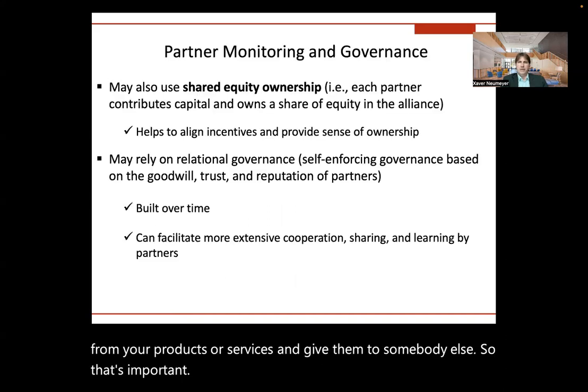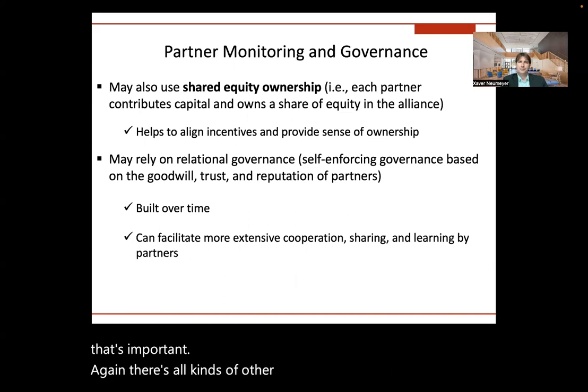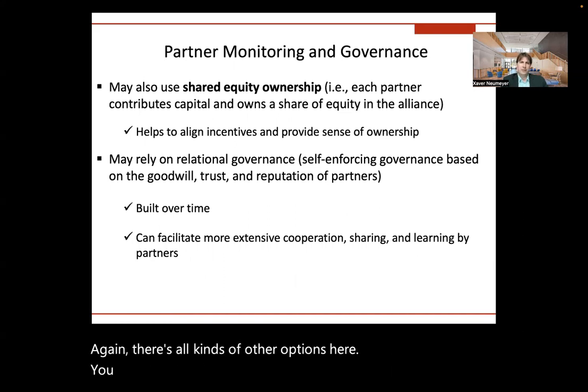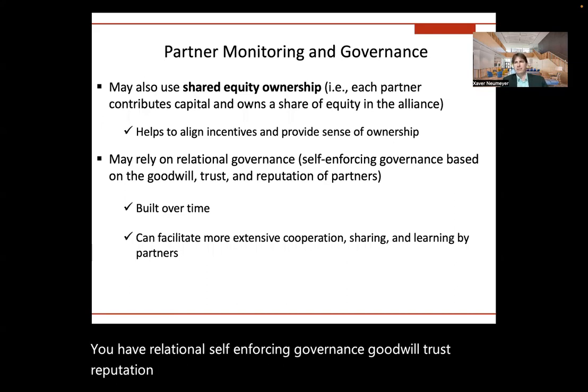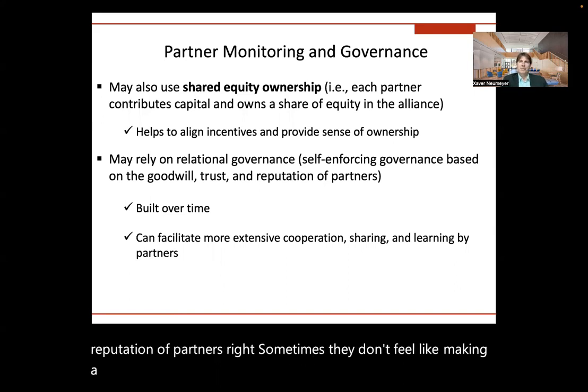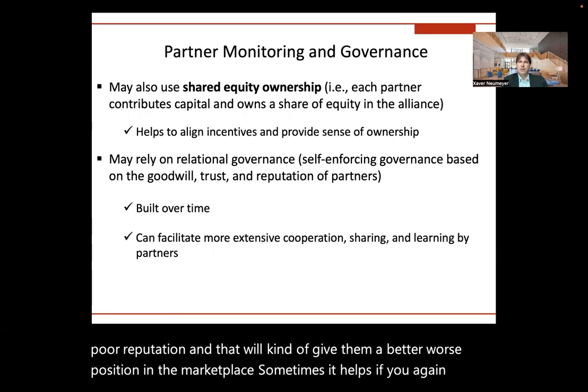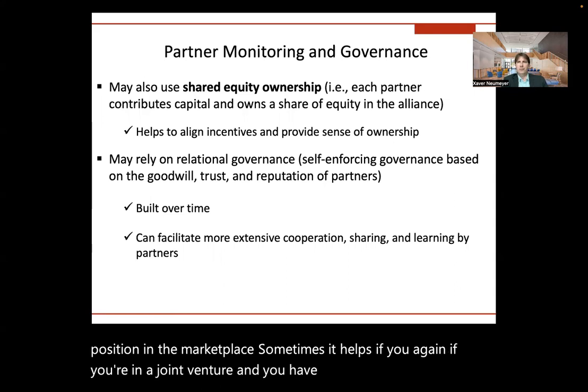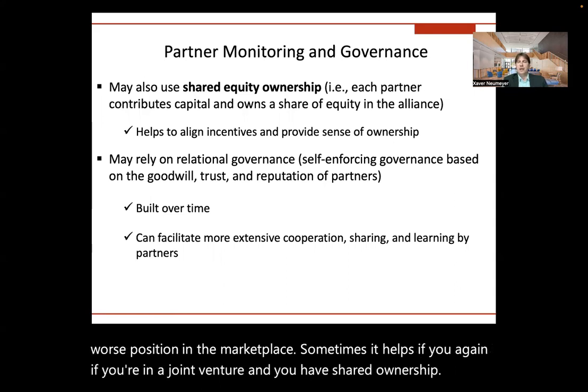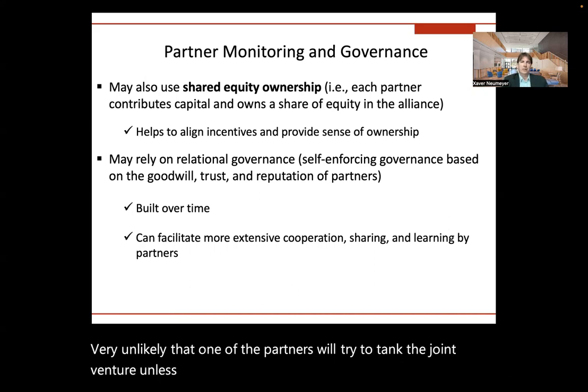Again, there's all kinds of other options here. You have relational self-enforcing governance, goodwill, trust, reputation of partners, right? Sometimes they don't feel like making a contract because if they violate certain conditions, they will get a poor reputation, and that will give them a worse position in the marketplace. Sometimes it helps if you're in a joint venture and you have shared ownership. It's very unlikely that one of the partners will try to tank the joint venture unless they have other plans or another strategy, etc.